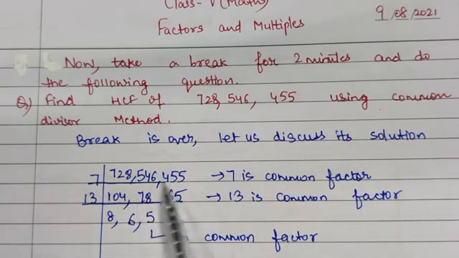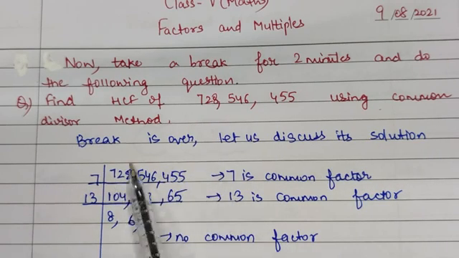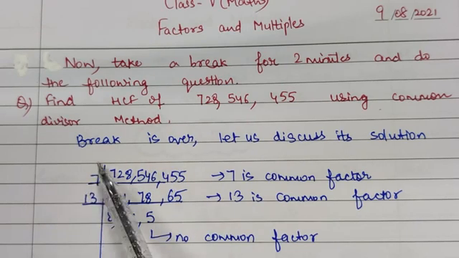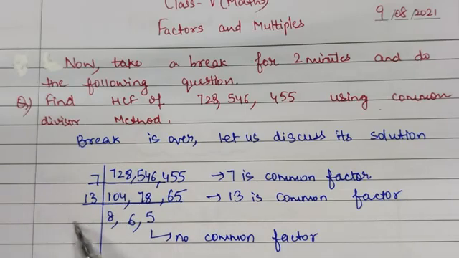Now these all are divisible by 7. So after dividing by 7 we get 104, 78, 65. Now all these numbers are divisible by 13. We get 8, 6, 5. Now there is no common factor, so we have to stop here. We get HCF equals 7 into 13.